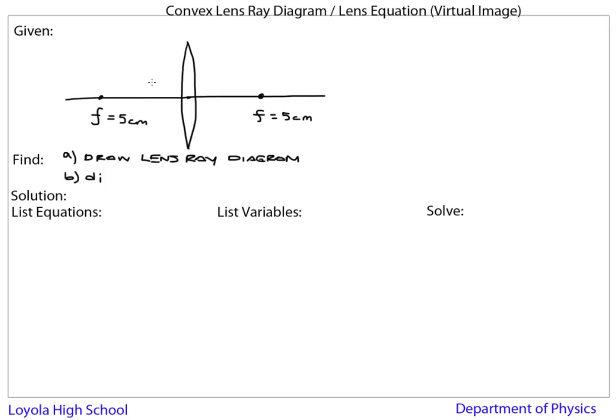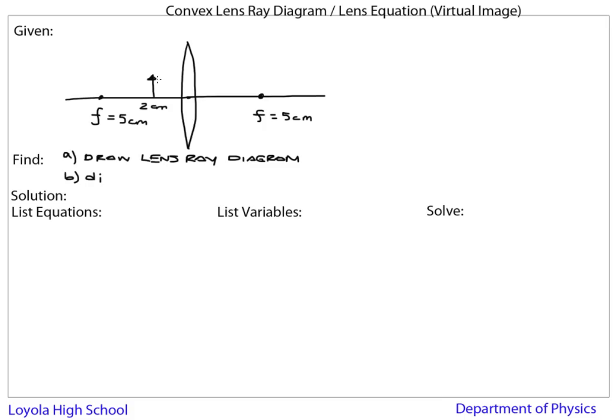I'm going to put an object here at about 2 centimeters. And we're going to do two things. We're going to draw the lens ray diagram to locate the image, and then we're going to quantitatively calculate where the image appears. So first thing, the lens ray diagram.